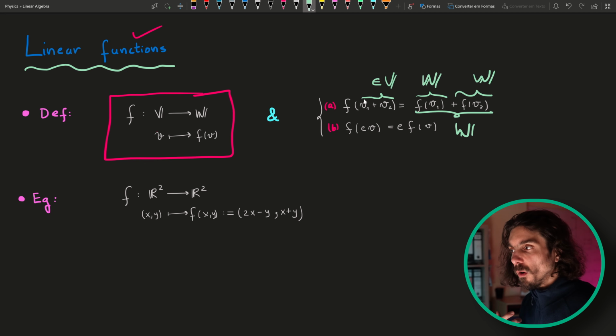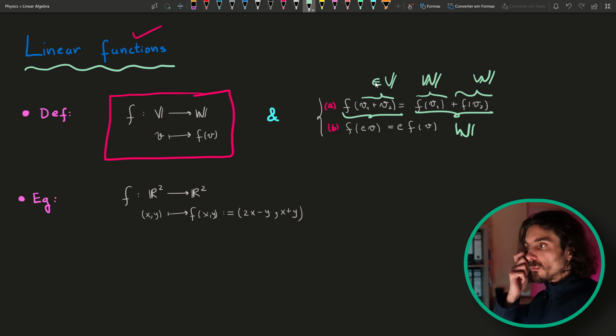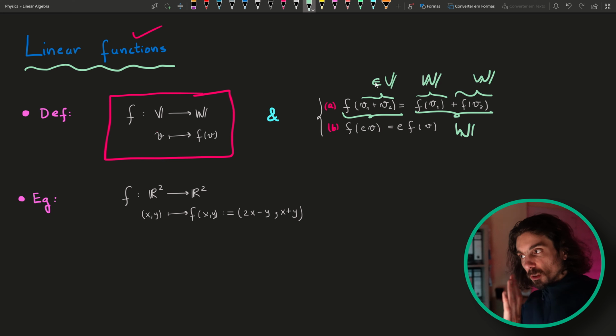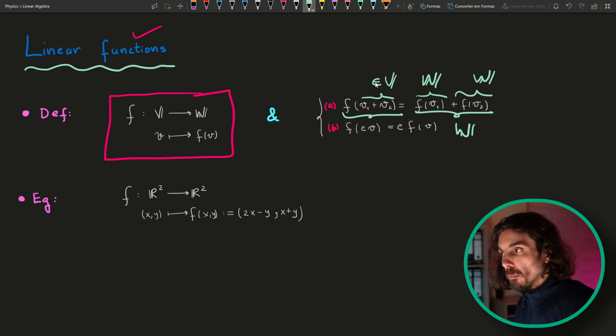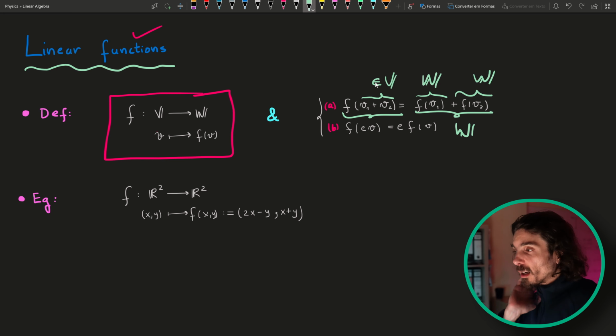So you can see, on the left hand side we have an element of W, the entire image of v1 plus v2, and on the right hand side another element of W. So it has to be this specific element of W when you compute the image. Soon we'll see specific examples of this, but so far, for a function to be linear it has to have this property. Additionally, it also needs to have property B.